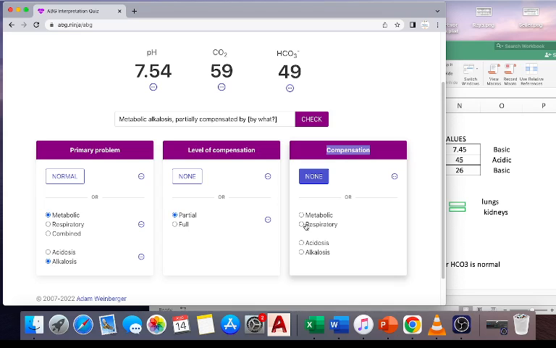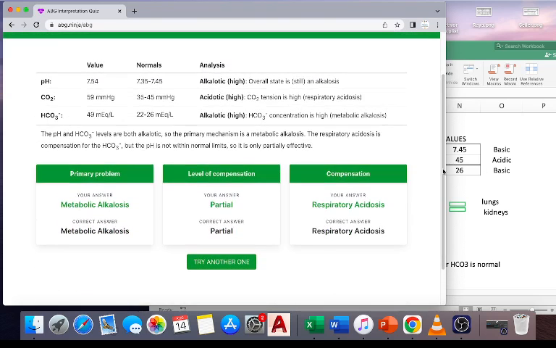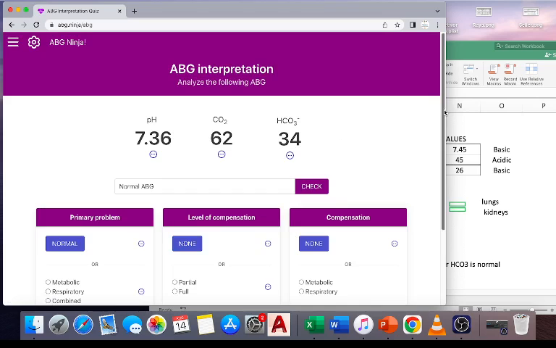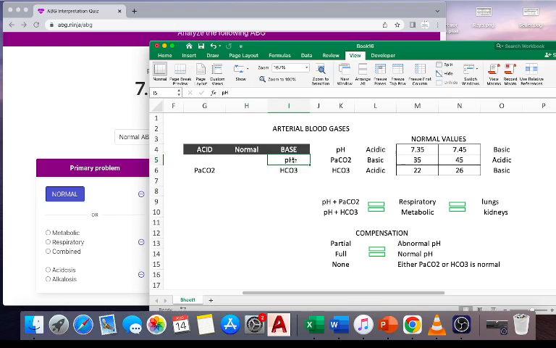Next, for the compensation, always use the counterpart of metabolic as well as alkalosis. So it's going to be respiratory acidosis. Let's check. See, it's correct. So you can always use this method to interpret and answer ABGs. Try another one. Okay. Here, 7.35 to 7.45. Now notice this is 7.36, which means pH is within the normal limit.